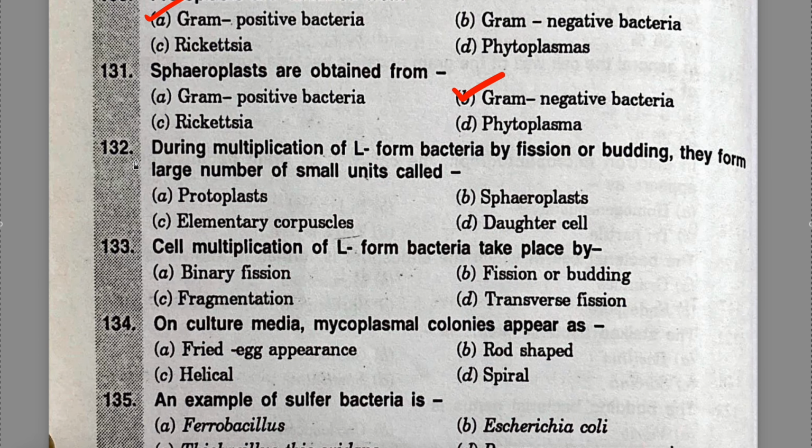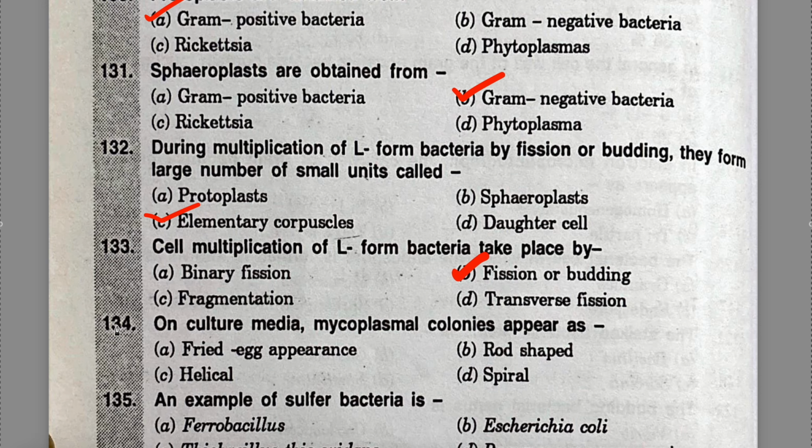Okay then, 132. During multiplication of L-form bacteria by fission or budding, they form a large number of small units called protoplast, spheroplast, elementary corpuscle or daughter cell. Answer is option C. 133. Cell multiplication of L-form bacteria takes place by binary fission, fission or budding, fragmentation or transverse fission. Answer is option B.